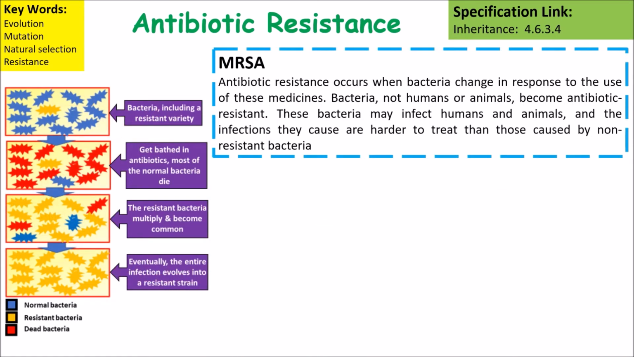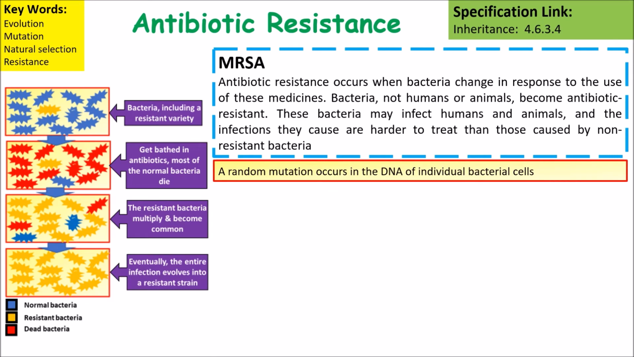Antibiotic resistance occurs when bacteria change in response to the use of medicines, so antibiotics. Bacteria, not humans or animals, become antibiotic resistant. These bacteria may infect humans and animals, and the infections can be harder to treat than normal infections because we can no longer treat them with antibiotics, as the bacteria are resistant to them.